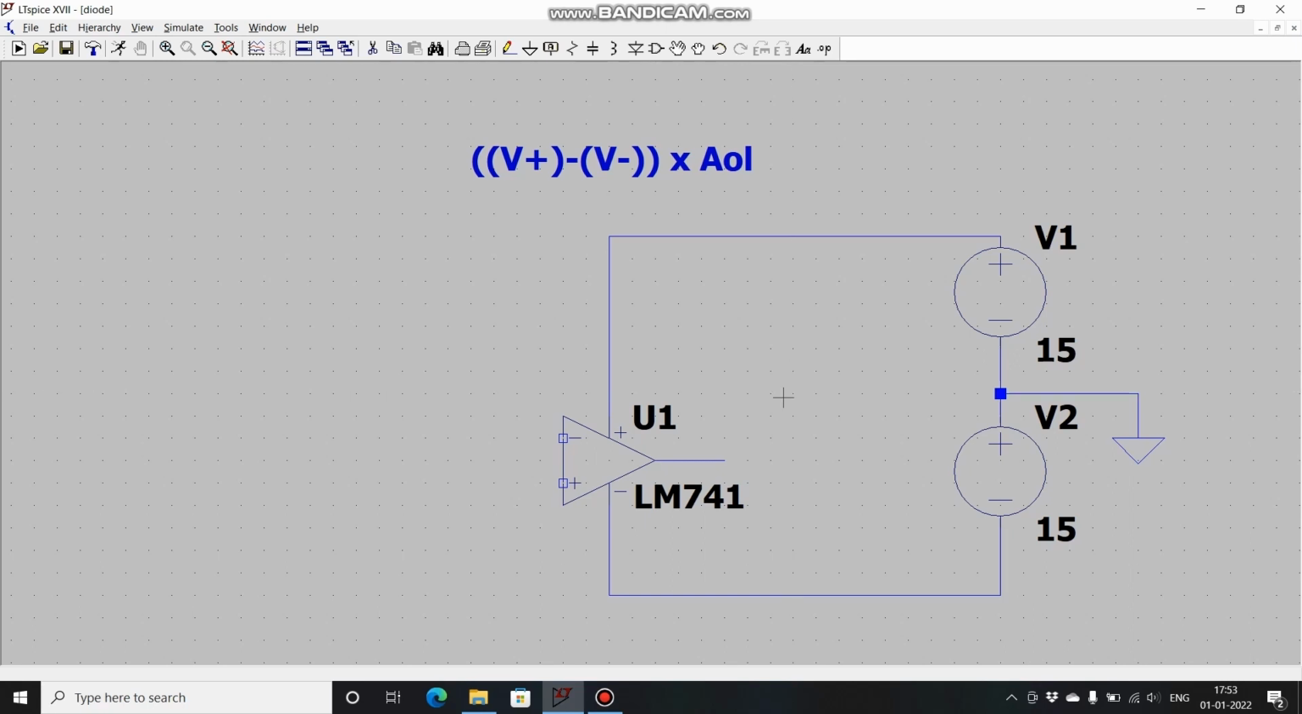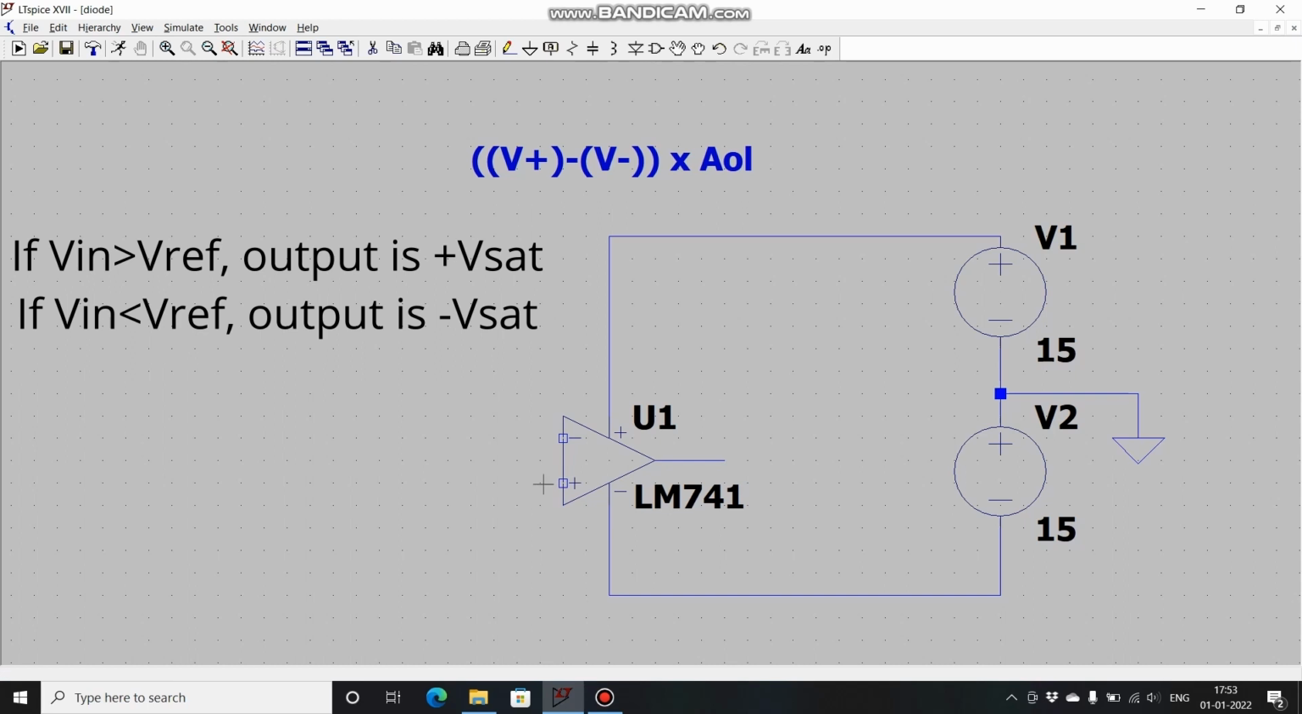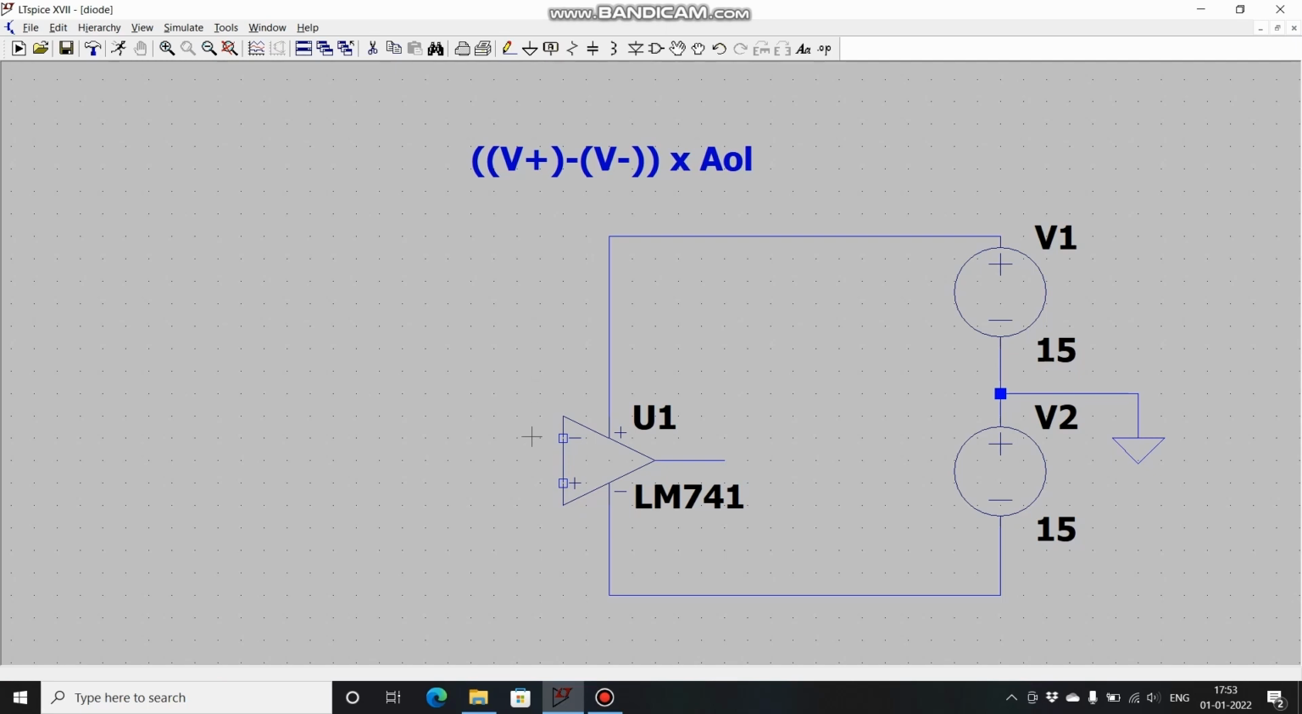The first configuration that we are going to see is of non-inverting comparator. What happens in non-inverting comparator is when the voltage that is applied at this non-inverting terminal is more than the reference set at this inverting terminal, the output goes to plus V saturation. The reason being, suppose that I have grounded this inverting terminal, then the output will be given by V plus, so the voltage that I apply there, minus V minus is 0, so it will be V plus into open loop gain. So the output will be saturated by these plus 15 and minus 15 volts. Thus I will be getting a positive saturated output.